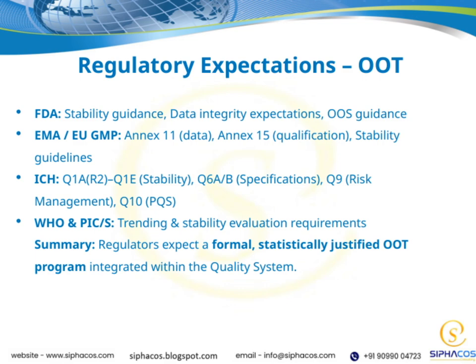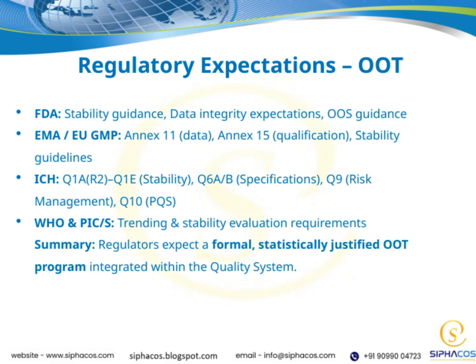Moving over to the EMA and EU GMP, they have specific annexes to guide us. Annex 11 focuses on data integrity, making sure our data is complete, consistent, and accurate. Annex 15 covers qualification processes, ensuring our facilities, systems, and equipment are properly qualified. They also provide stability guidelines to support our understanding of product shelf life and storage conditions.